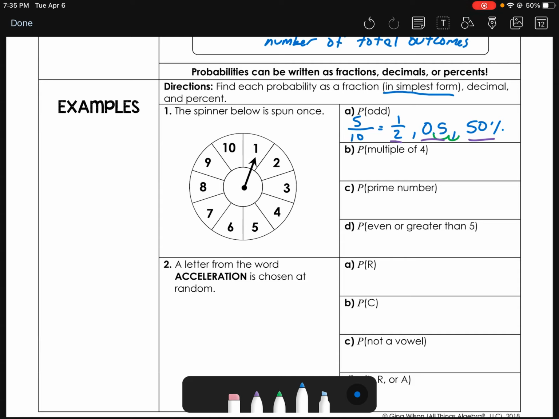All right, B, the probability that it's a multiple of 4. So that means that number has to be divisible by 4. So I have 4, of course, and 8. So out of the 10 possible choices here, 2 out of the 10 are a multiple of 4. Now I can divide the top and bottom by 2 to get 1/5. If I do 1 divided by 5, I would get the decimal 0.2. And then if I move the decimal over 2 times, I would get 20%.